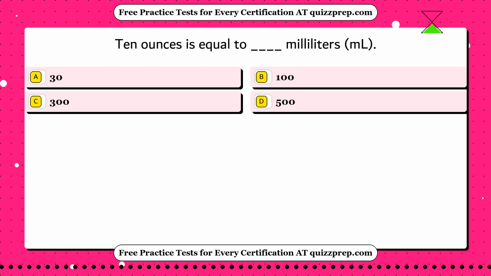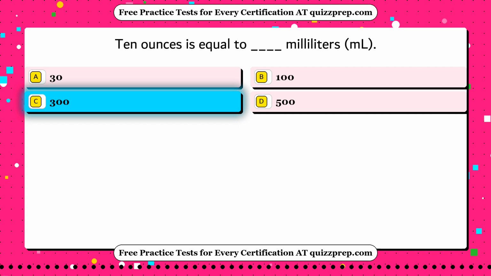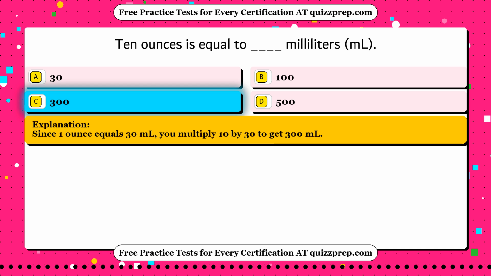Question 7. 10 ounces is equal to blank milliliters, ml. Option A, 30. Option B, 100. Option C, 300. Option D, 500. The correct answer is option C, 300. Since 1 ounce equals 30 ml, you multiply 10 by 30 to get 300 ml.